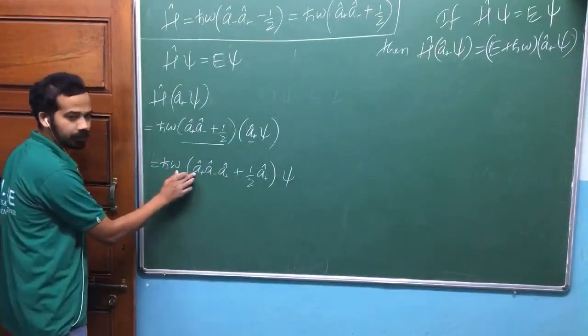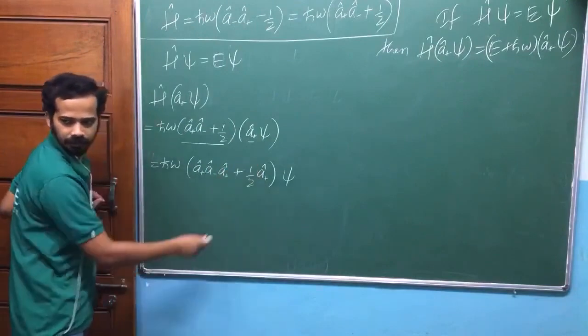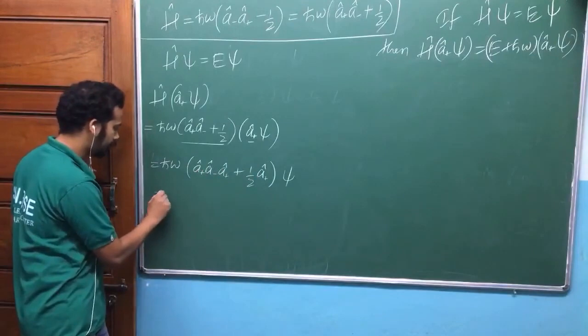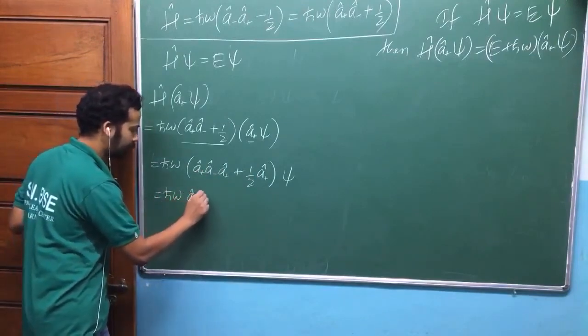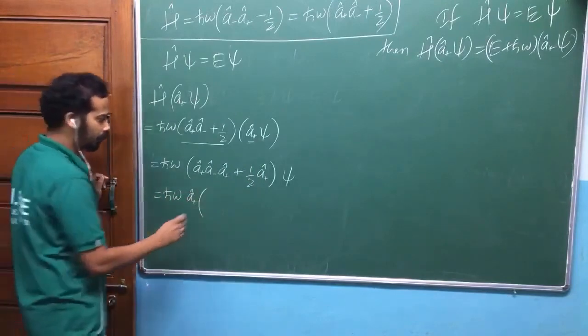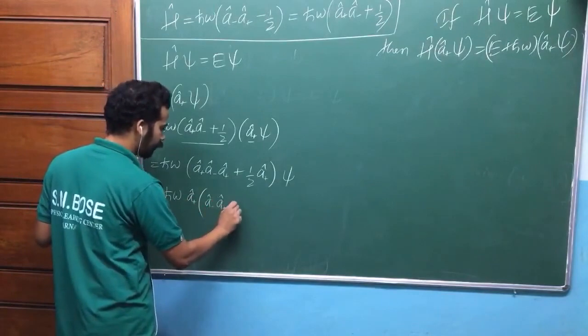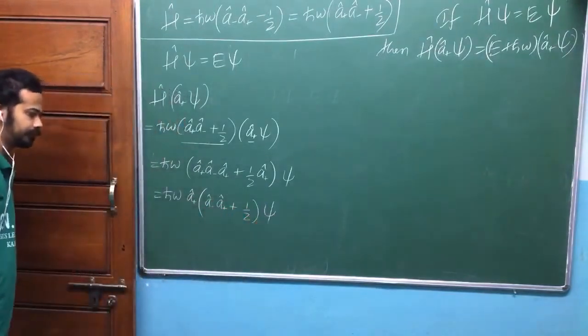Look at here, a plus is here on the left, a plus is here on the left, on both sides it is the same. Only one factor, only one operator. I can take that a plus outside from this side, h bar omega, a plus cap. If I take it outside, what will happen? A minus cap, a plus cap plus half into psi. Just check it out.